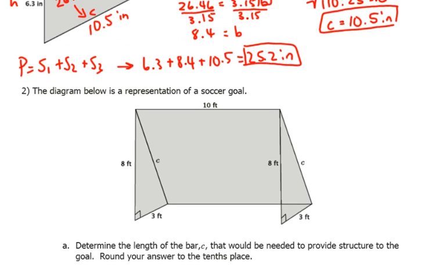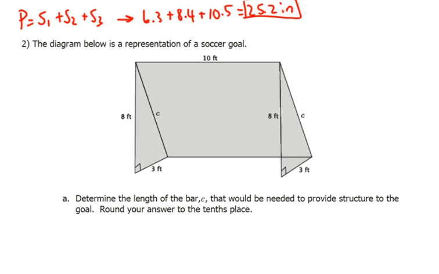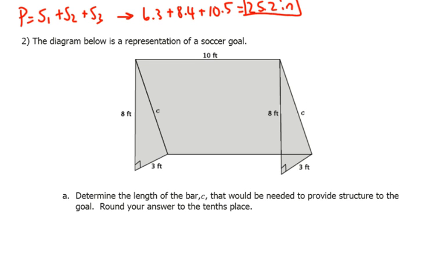Number 2, the diagram below is a representation of a soccer goal. Determine the length of the bar C that would be needed to provide structure to the goal. Round your answer to the 10th place. So each of these triangles is the same. This is A and this is B. So A squared plus B squared equals C squared. 8 squared plus 3 squared equals C squared.